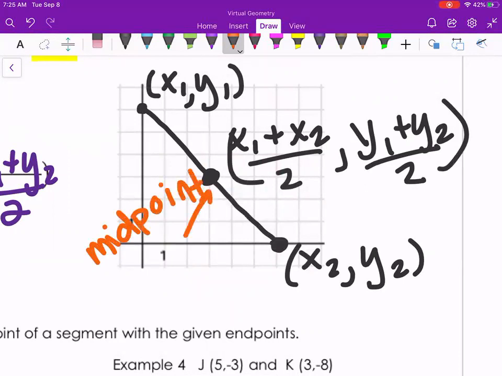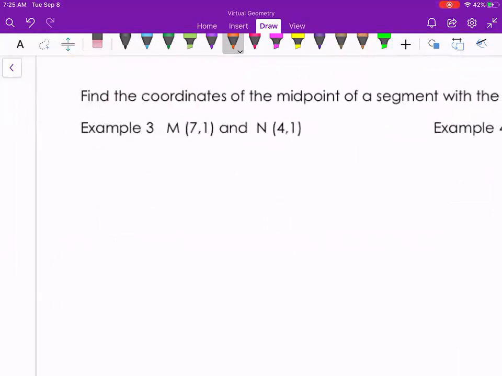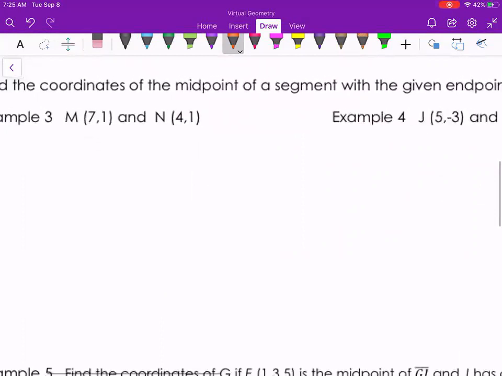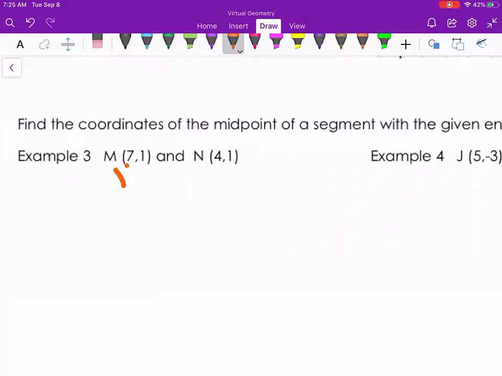And so those are the formulas for either a number line or on a graph. So let's see what happens when we use our graph. All right, so find the coordinates of the midpoint of the segment with the given ends. So like we did with the distance formula, we're going to label these x1 and y1, x2 and y2.